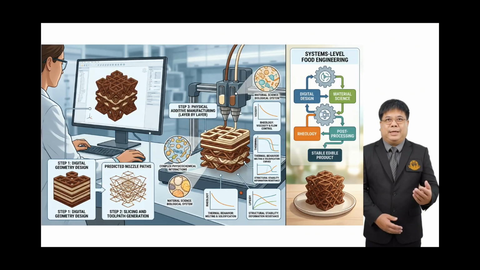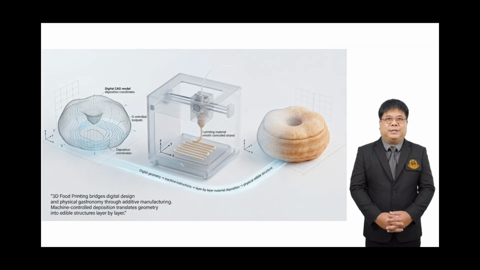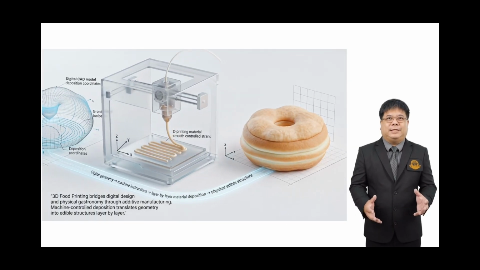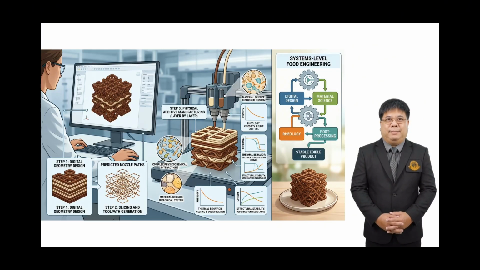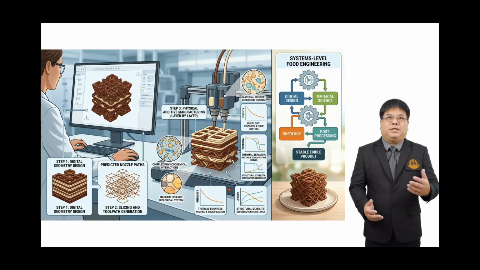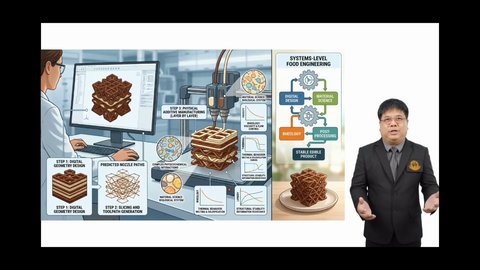Three-dimensional food printing begins with an idea that sounds almost futuristic, taking digital information and turning it into edible matter. A shape is first designed in software, that geometry is then sliced into machine-readable instructions, converted into toolpaths, and physically reconstructed layer by layer using food material as the building medium. In the simplest sense, this resembles additive manufacturing used in engineering.